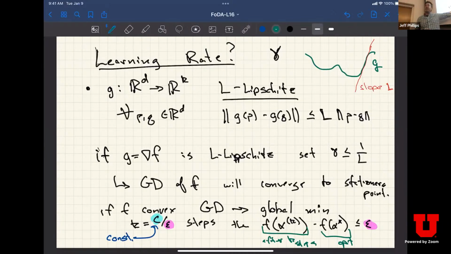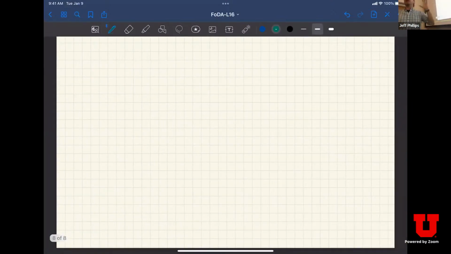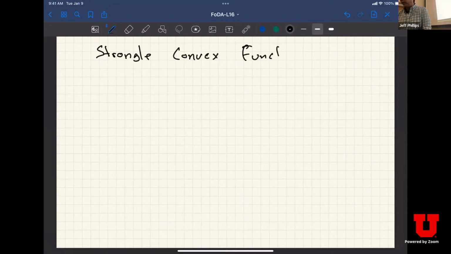A lot of times, we can do significantly better than this, exponentially better than this rate. That means we can get something like log of 1 over epsilon steps. So let me tell you that result next, and then I'll try and draw a picture to conceptualize how to put these things together. For this, we need strongly convex functions.